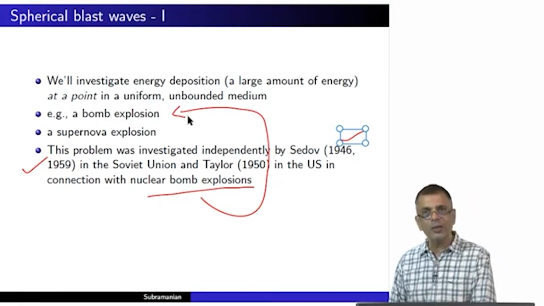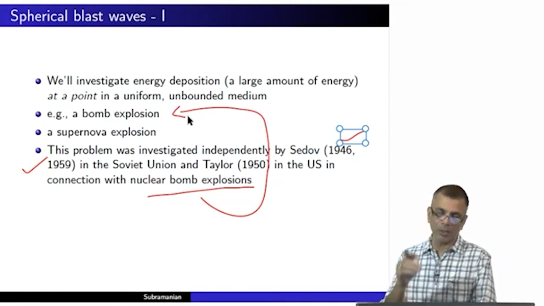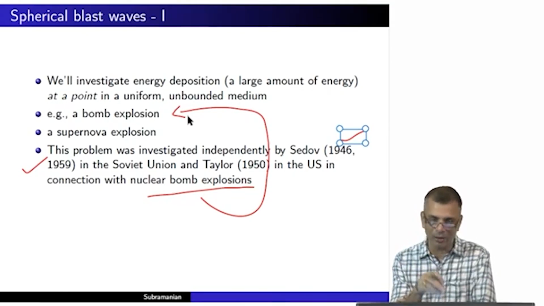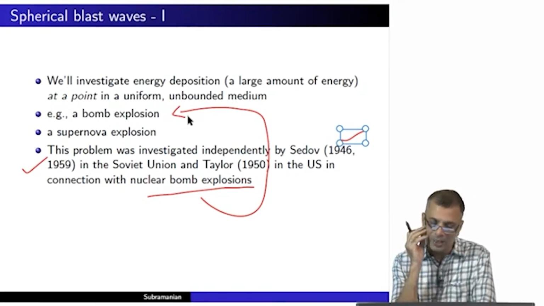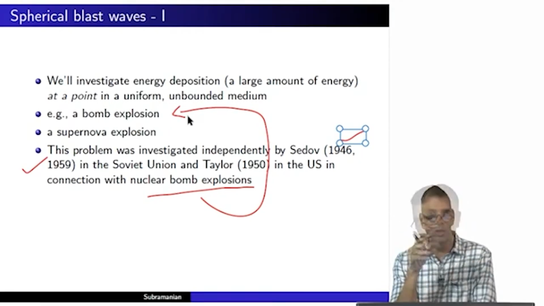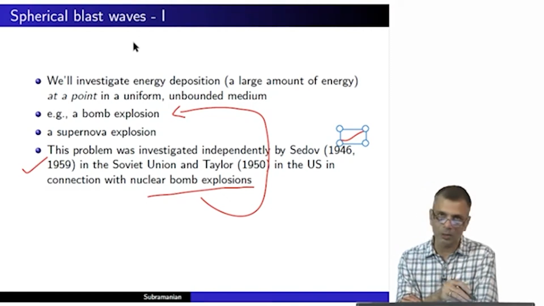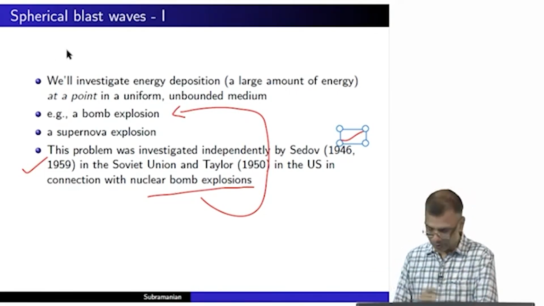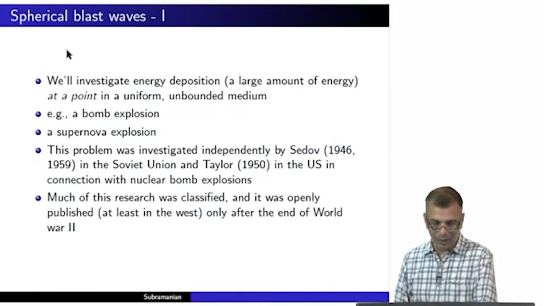Just like a bomb explosion deposits a large amount of energy at a point, or in a very small area which can be idealized as a point, a supernova also, when the thermonuclear flash happens at the center of the supernova, deposits a large amount of energy in a very limited region, and therefore it can also drive a blast wave, more specifically a spherical blast wave, in a manner very akin to a bomb explosion. So the physics was very similar.